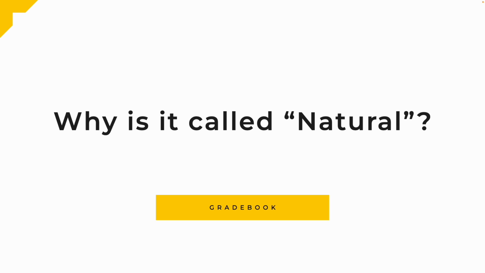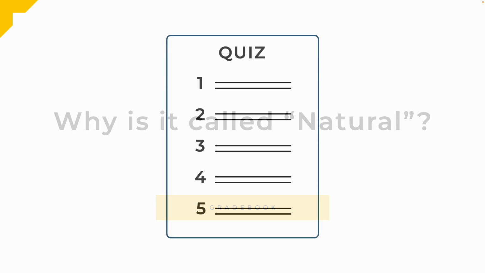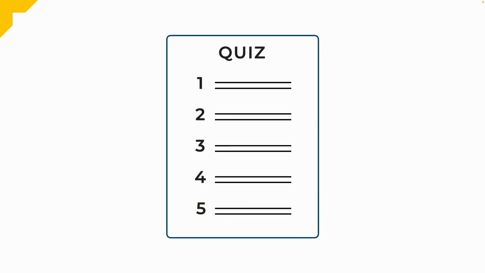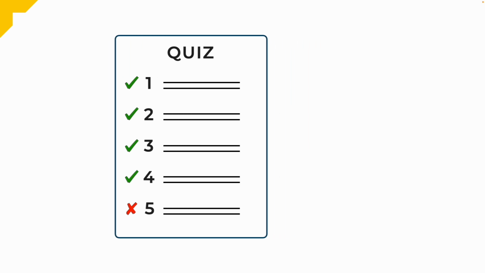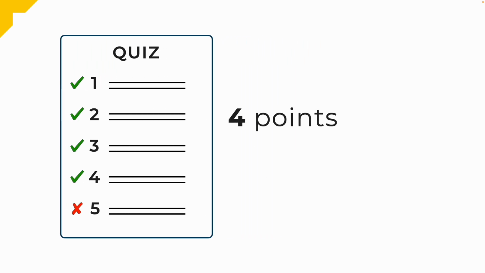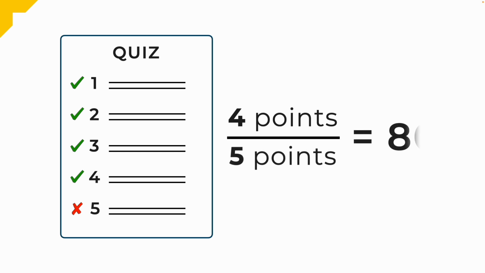Let's pretend I'm a student in your course. You give me a 5-question quiz to complete, and each question is worth 1 point. I do pretty well answering the first 4 questions correctly, but I happen to miss the last one. When I hand this quiz back to you to be graded, you would first add up the number of points that I earned, which was 4 points. You would then calculate a grade for me based off of the number of points I could have earned if I had gotten every question correct, which was 5 points, or 80%.